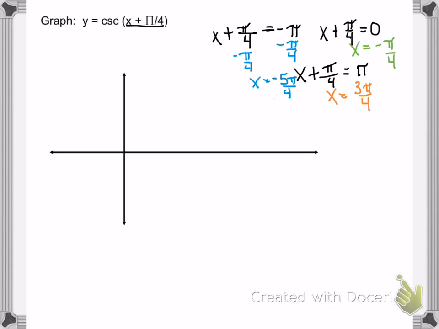Now I'm going to go ahead and graph those. So I have 2 vertical asymptotes in the negative region. So here's one at, I should have made that dotted, at negative 5 pi over 4. Here's another one at negative pi over 4. And then my other one is going to be at 3 pi over 4. I'm going to go ahead and label my vertical asymptotes.